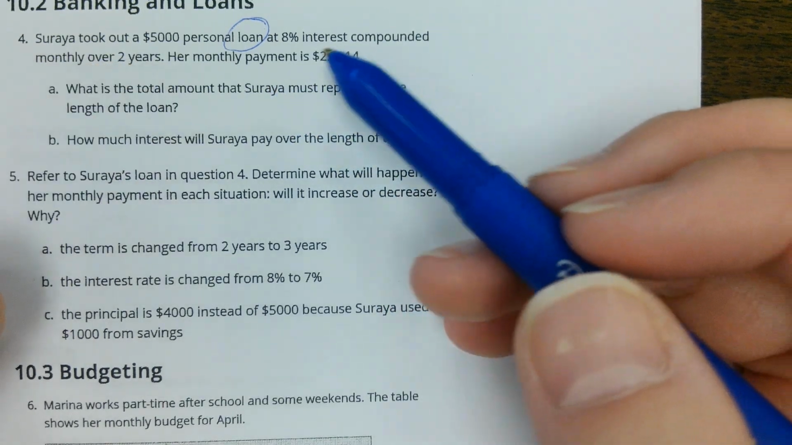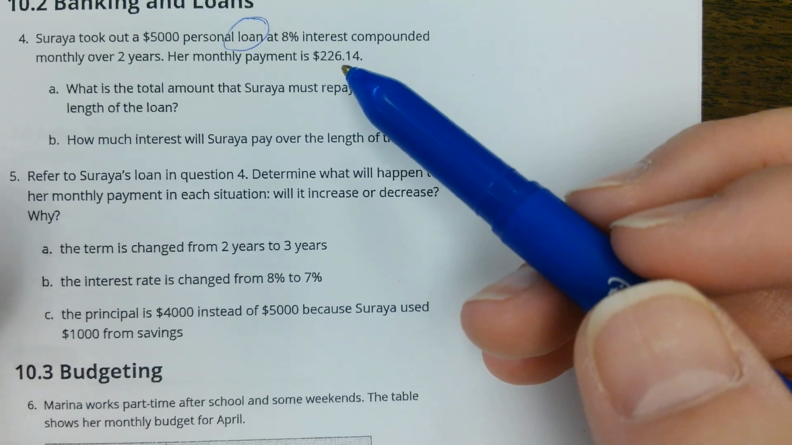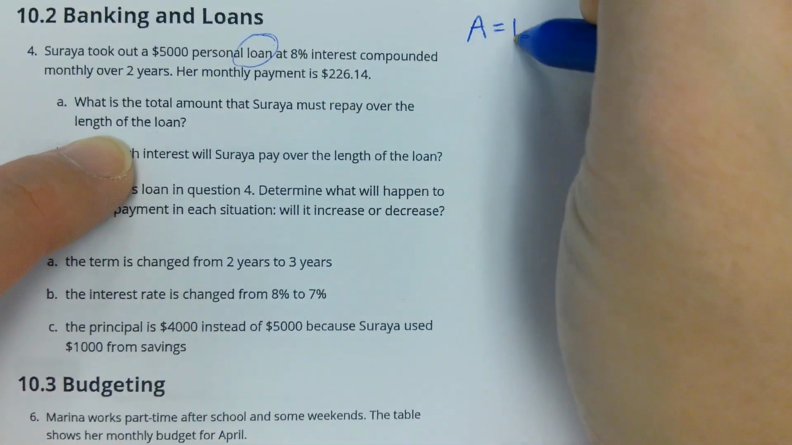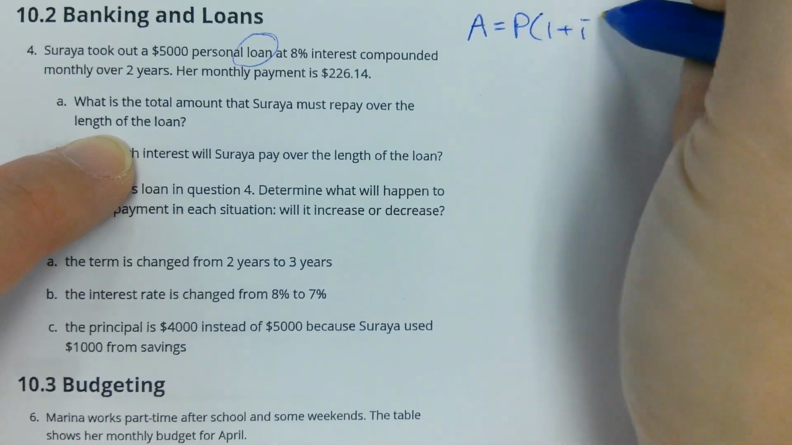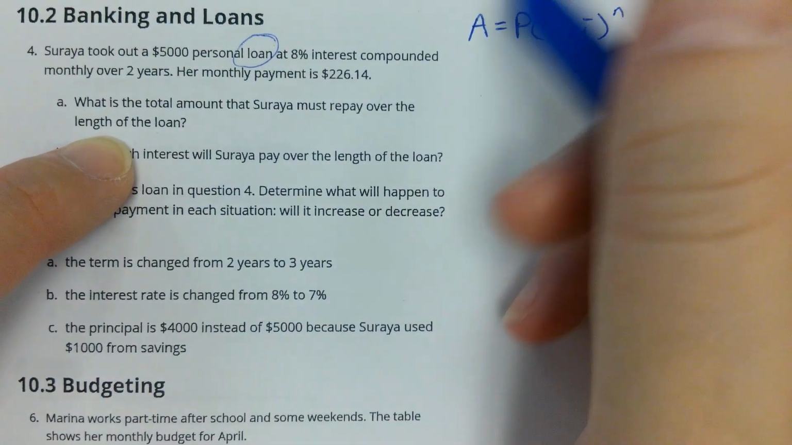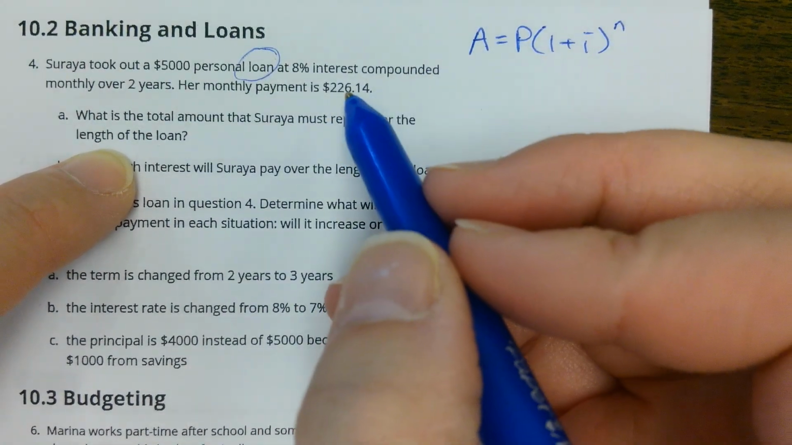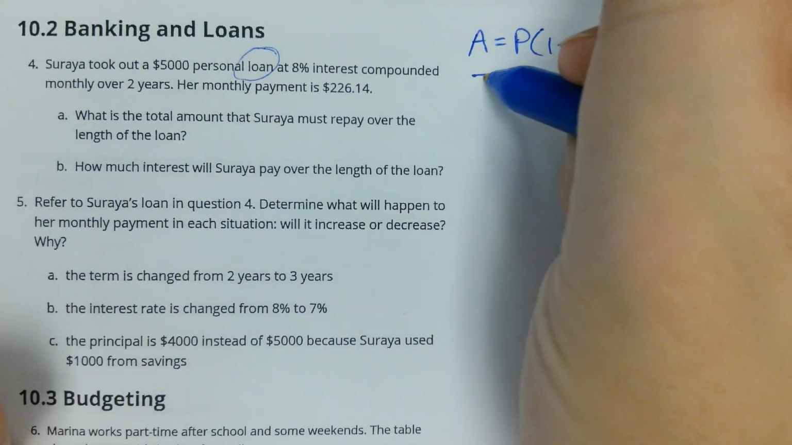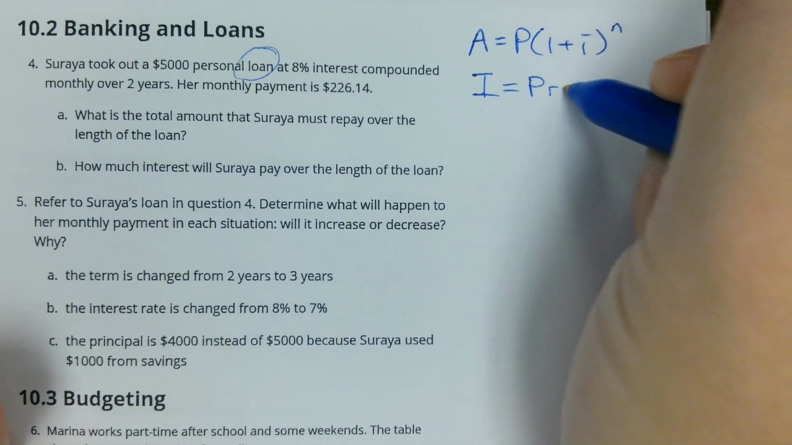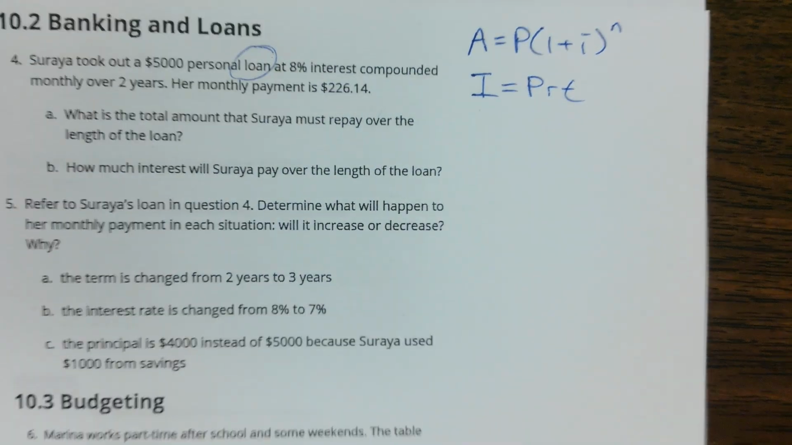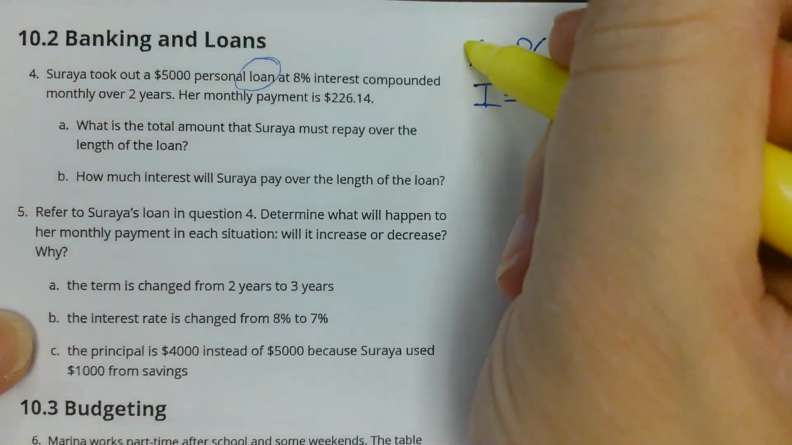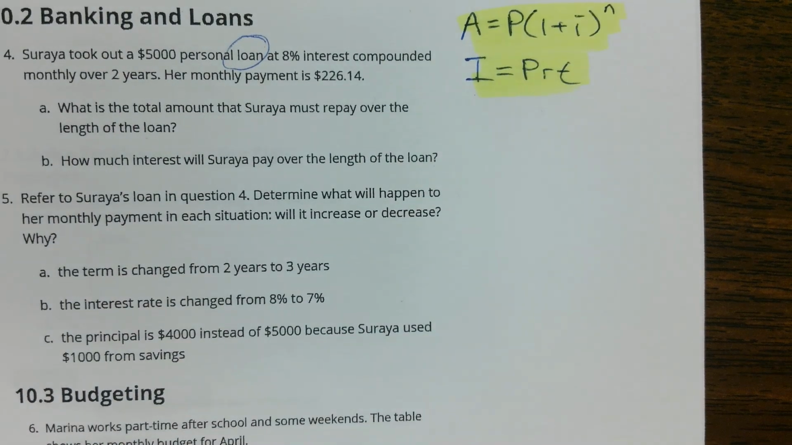Her monthly payment is this. So they calculated it for you already, instead of you having to use this formula. Okay, remember this is the compound interest formula. So they calculate it for you already, so you don't have to calculate it. The other one, for simple interest, is this one. So remember these two formulas for the final exam or EQAO. Okay, so don't forget these two formulas.